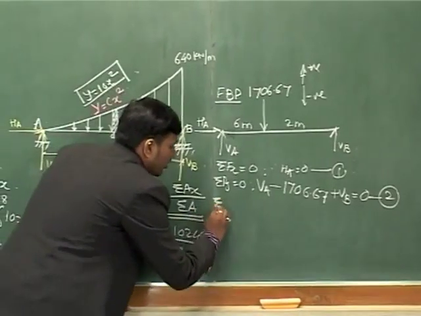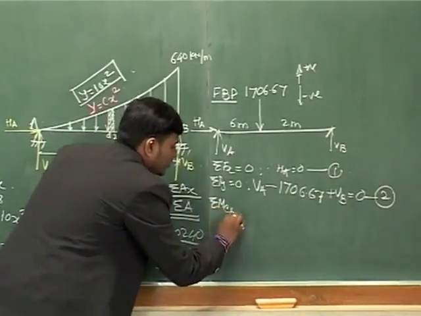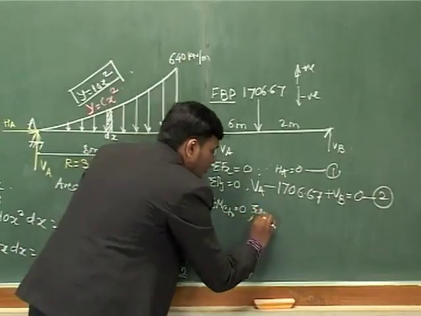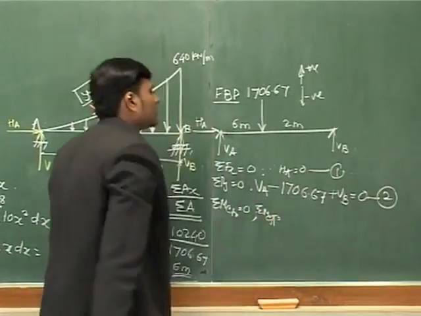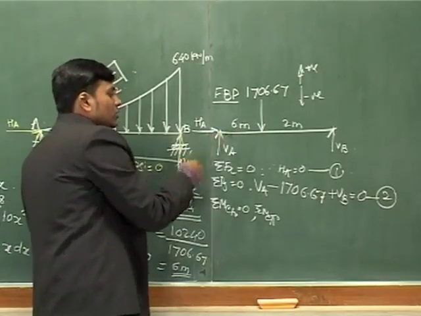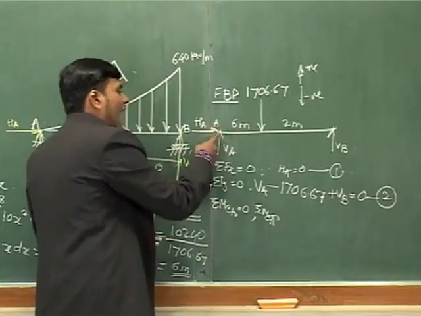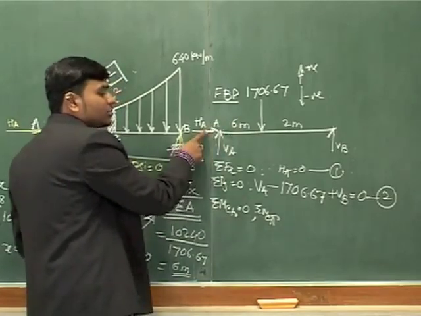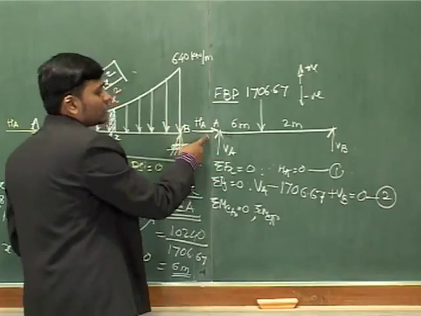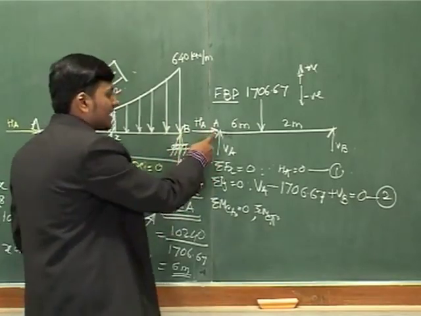Next will be summation of moment at fixed end equal to 0. So we'll consider moment at A. So summation of moment at A equal to. We have to consider the first two forces which are passing through A. So the moment produced at A will be force into perpendicular distance. The perpendicular distance for HA and VA equal to 0. Therefore it will produce a 0 moment at A.